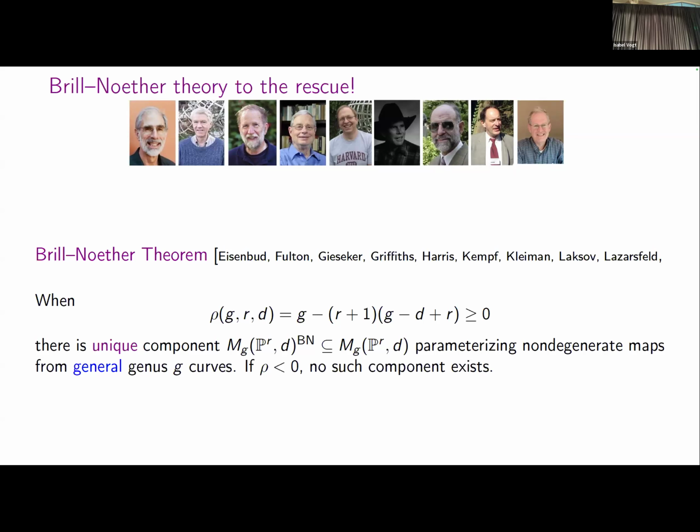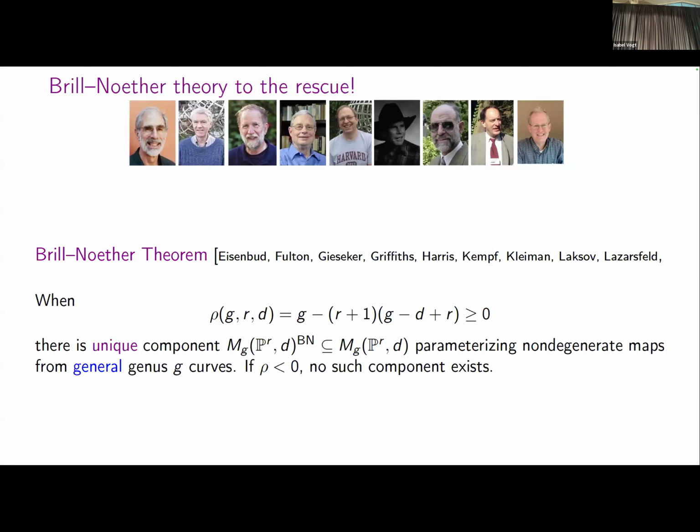And conversely, if the Brill-Noether number is negative, then no such component exists. So this picks out for me in this range, when this inequality is satisfied, this very natural class of components specified by saying that they are maps from general curves to projective space.